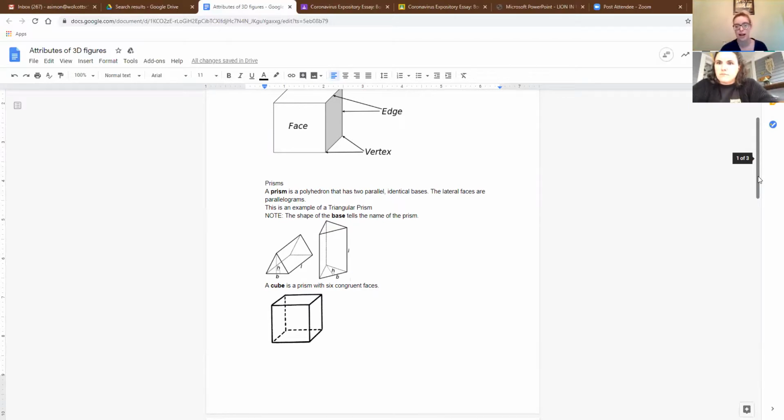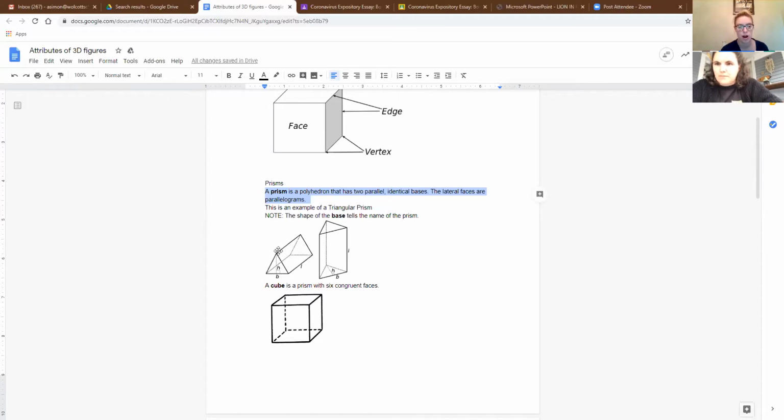We looked at rectangular prisms, and we're going to learn why different prisms have different names. A prism is a polyhedron that has two parallel identical bases, and the lateral faces are parallelograms. We can look at these shapes here and see that these are a type of prism.